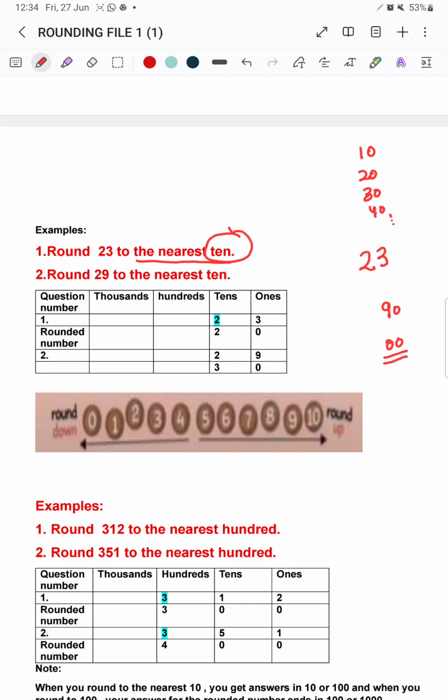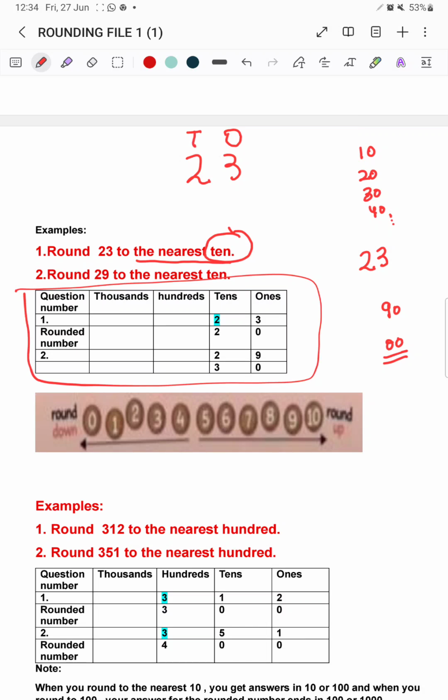So for example, if I have a number 23, now I have to round it to the nearest tens. So what I do, I made this table. It is just for your understanding. If you don't want to make this table, then also fine. You just need to write the place value names on the top of the digits. So it is ones and tens. And I have to round to the nearest tens. So that is why I highlighted this digit 2, because this is at the tens place.